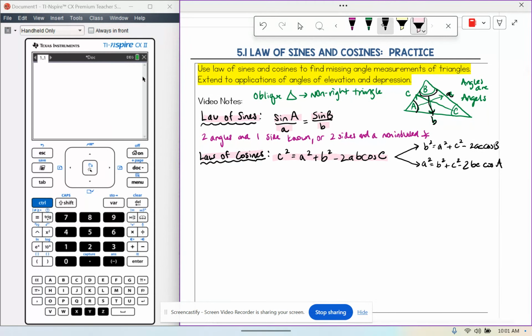So you would use the law of cosines when, think about the criteria for using law of sines: two angles and one side, or two sides and a non-included angle. So you would use law of cosines for all other cases, and when you have all three sides and you need an angle.